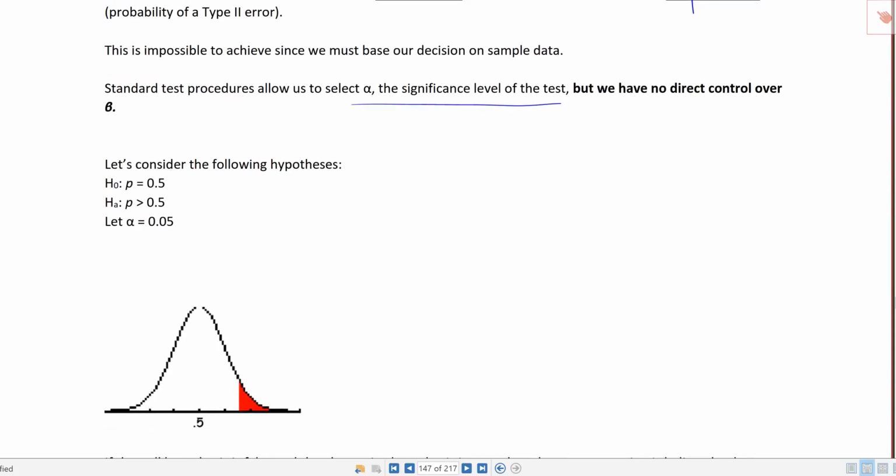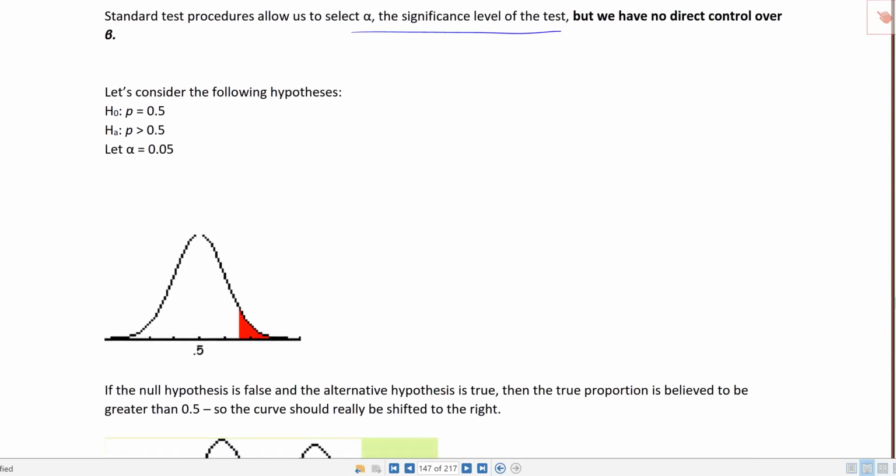Okay? So if we need to reduce alpha and make a type 1 error very, very small, then we make alpha very, very small. But what tends to happen is that beta is going to become bigger. And if we need to make the type 2 error very, very small, then we can make alpha actually bigger, and that will reduce beta.